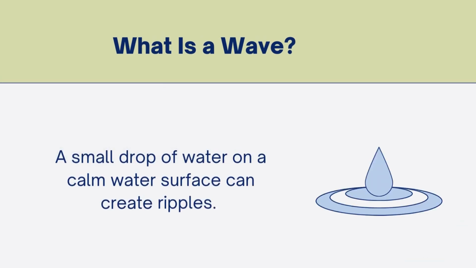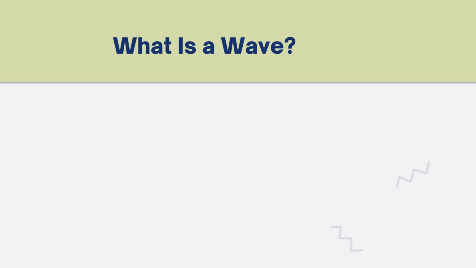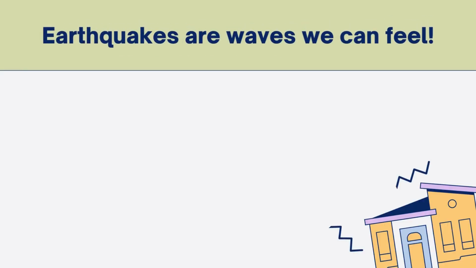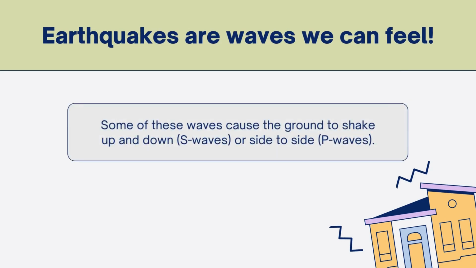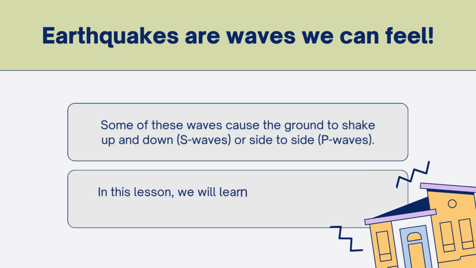A small drop of water on a calm water surface can create ripples. Earthquakes are waves we can feel. Some of these waves cause the ground to shake up and down, S wave, or side-to-side, P wave. In this lesson, we will learn more about waves and their types.